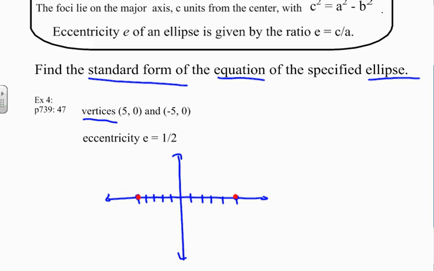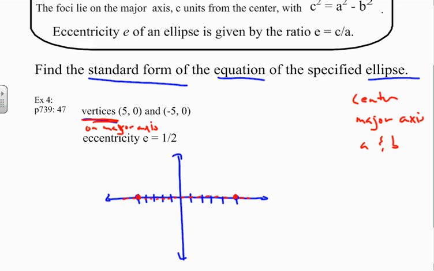There and there. Now, these are the vertices, and we can see through our graph that this is the major axis, because the vertices are on the major axis. So we first can set up our criteria to help us find the center, the major axis, which we know is going to be on the x-axis, its horizontal axis, and then find the A and B.